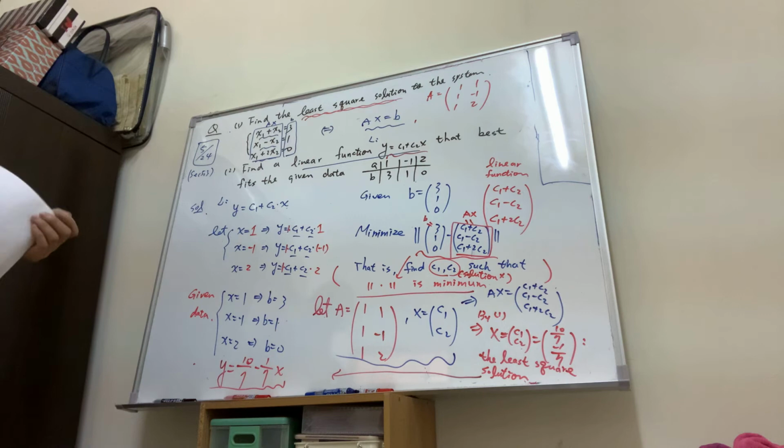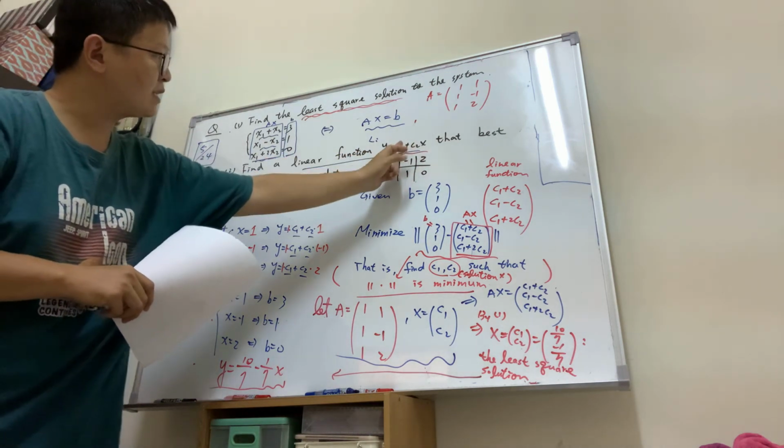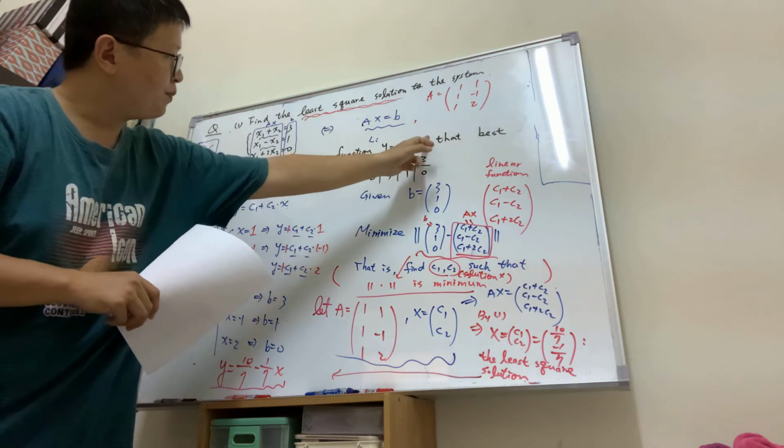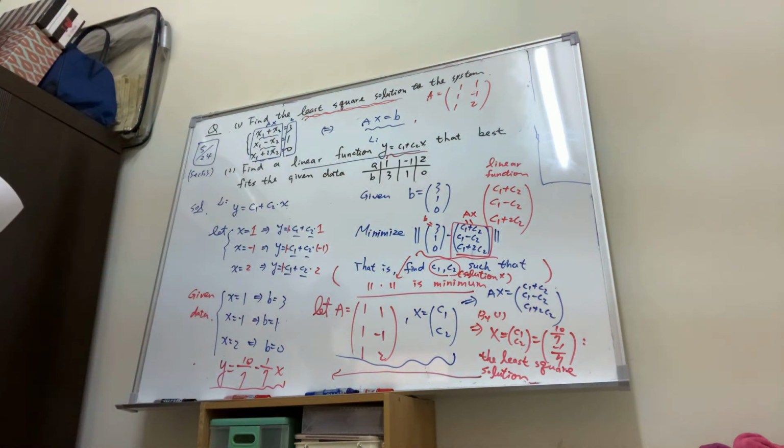Okay, so now we can see the linear function, its degree is 1. We just have a constant and a polynomial whose degree is 1. Yeah, these two terms.